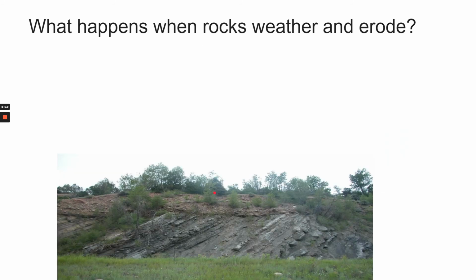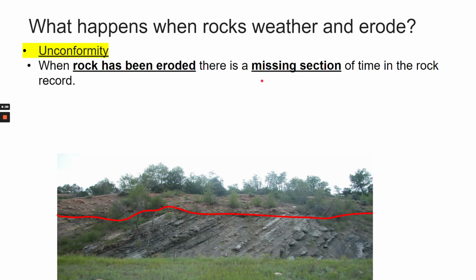So now we want to think about what happens to rocks when they weather and erode. Something called an unconformity is formed. When rocks are eroded, you have a missing section of time. So if you think about it, rocks are deposited, and then over time, if they become eroded, it wears away rocks that were already there. So we call it a missing section of time in the rock record. We don't know exactly how old those rocks are.